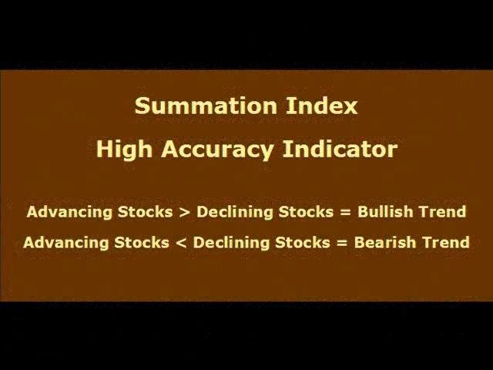I wanted to talk to you today about the Summation Index, which in my experience is one of the most reliable stock market timing indicators. The Summation Index is a market breadth indicator that measures the number of advancing stocks versus the number of declining stocks. Simply put, when the number of advancing stocks exceeds the number of declining stocks, buying pressure is exceeding selling pressure, and the trend is bullish for stocks. And when the number of declining stocks exceeds the number of advancing stocks, selling pressure is exceeding buying pressure, and the trend is bearish for stocks.